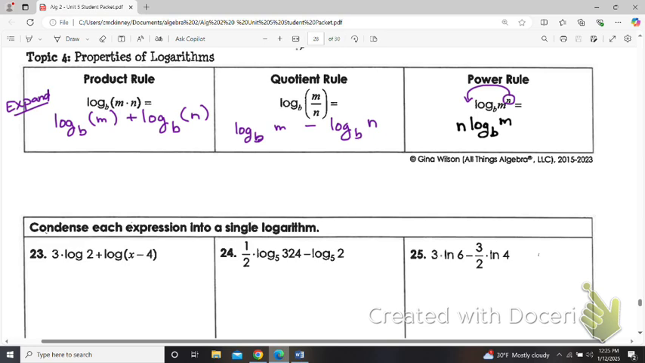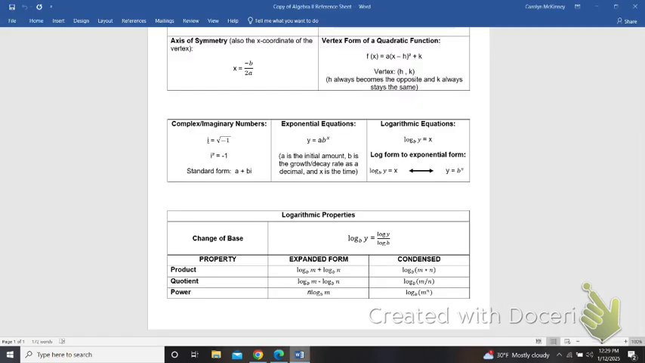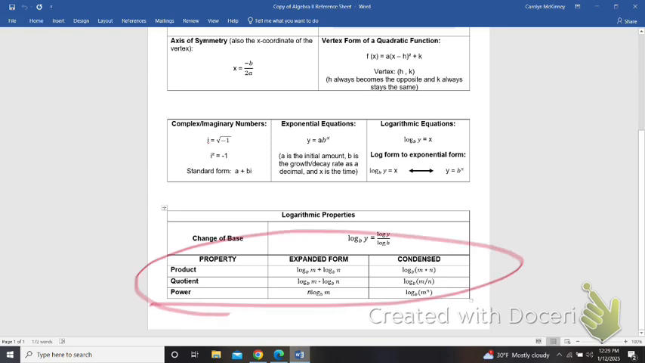Again, these rules also, let's take a look at the reference page. I want to show you that these rules also are on the reference page. And you'll see down here, at the bottom of the page, it shows expanded form and then condensed. So if you are asked to condense, you are in expanded form and you're going here. If yours looks more like that, if there's only one log, you must be in condensed form and you're going back to expanded form. So it works both ways.